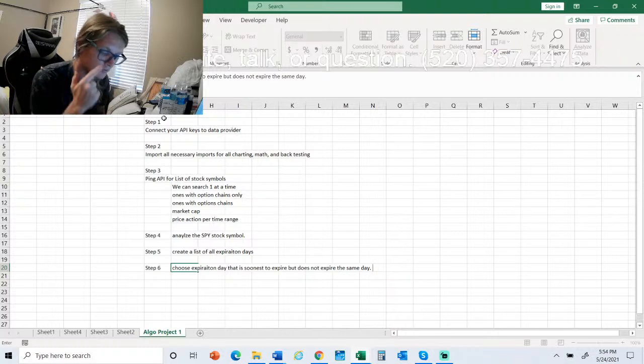If it expires tomorrow, I could trade it today. But if it expires today, I can't touch it if we've already opened. I've got to get my trade in before it opens.